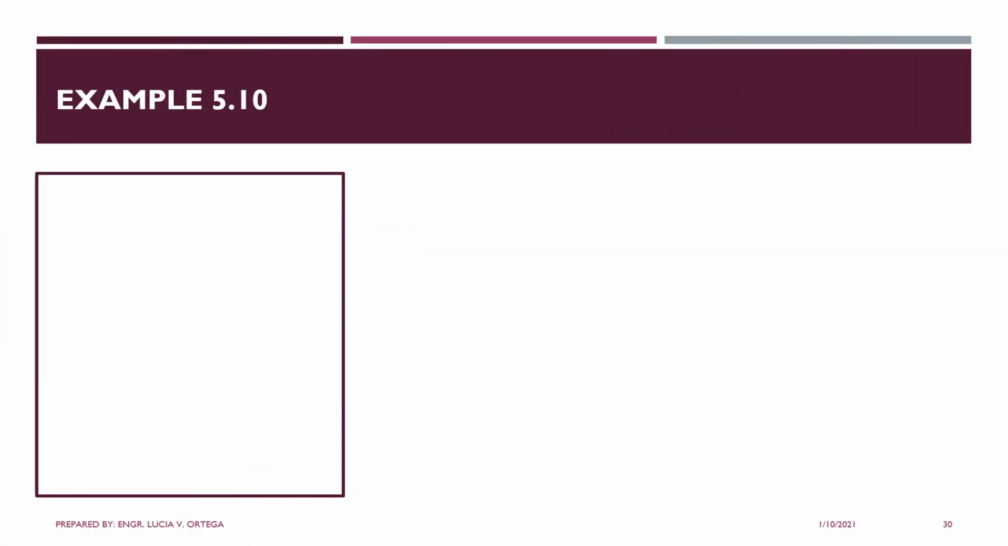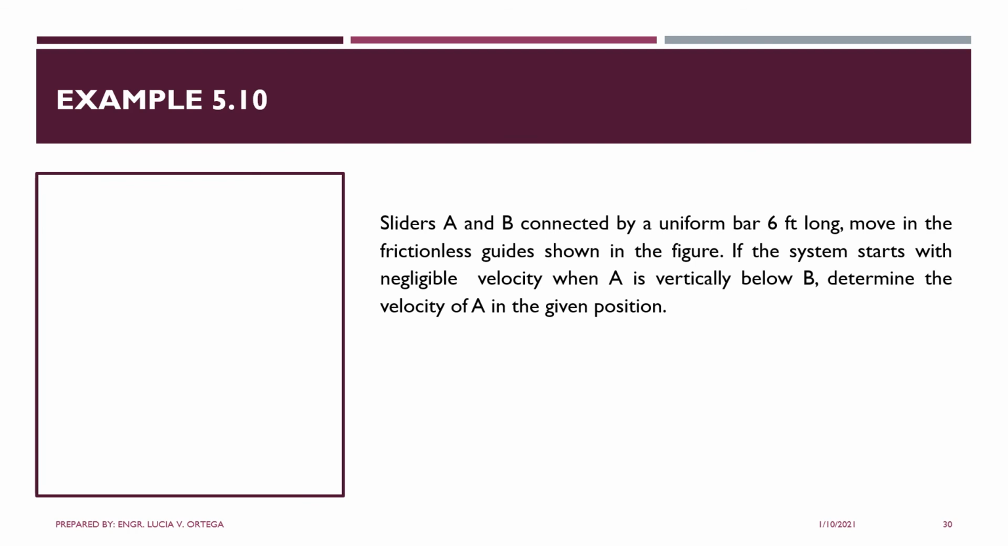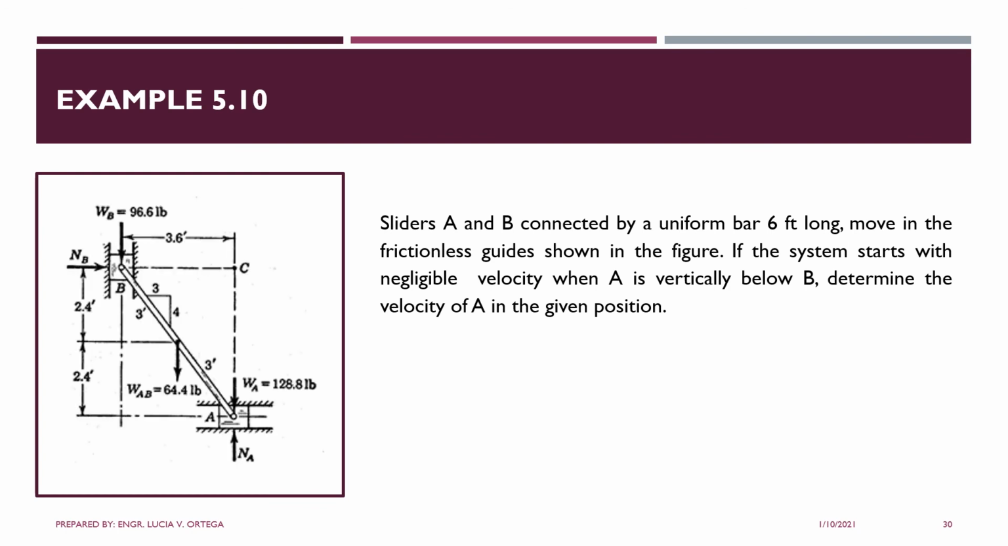So let's have some problem. Sliders A and B connected by a uniform bar 6 feet long move in the frictionless guide shown in the figure. So this is the figure. The system starts with negligible velocity when A is vertically below B, meaning the rod is vertical. Determine the velocity of A in the given position.